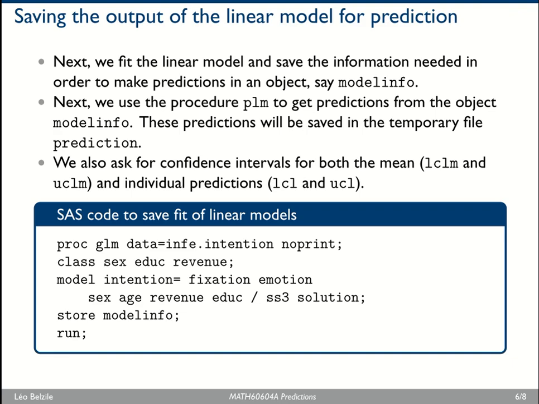And then for this prediction, we can ask, of course, for the predictions for the mean or for the new individuals, but we can also ask for confidence intervals or prediction intervals. For the mean, using LCLM and UCLM, so lower confidence limit for the mean and upper confidence limit for the mean, and for the individual prediction, that's lower confidence limit, LCL, and UCL.